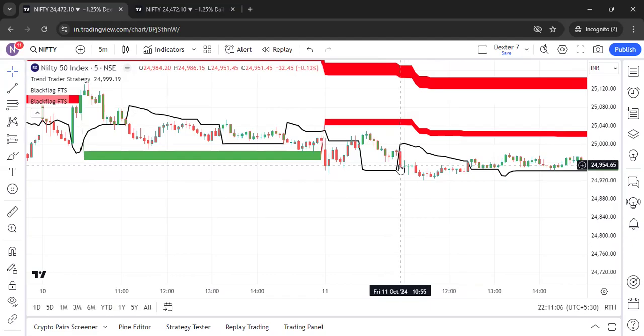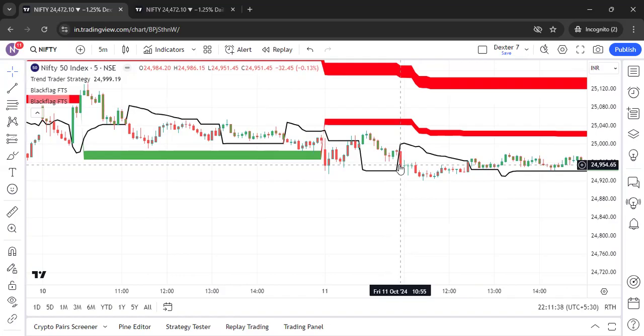High is 24986.15, low is 24951.45, which is a difference of around 45 rupees. So 45 divided by 2 is around 23. So 23 points from the low, which is 24951, approximately comes to 24928.